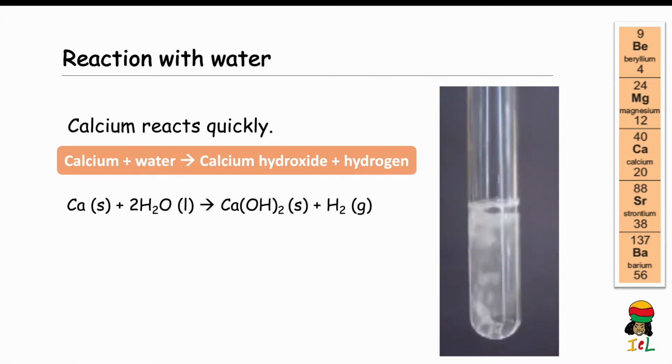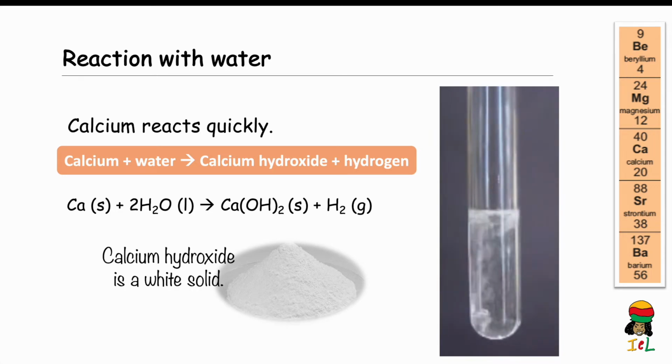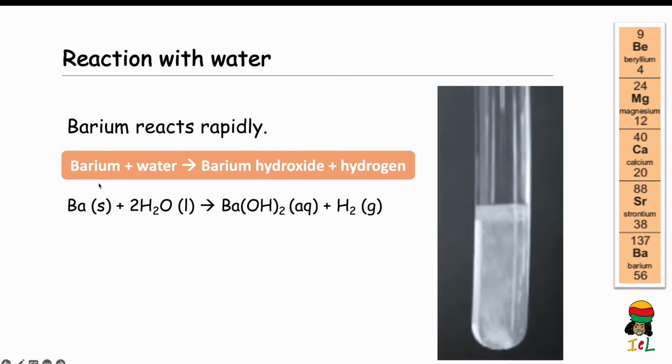At the end of the reaction, the mixture is filtered and the precipitate is collected and dried, giving a white powdery solid sample of calcium hydroxide. Barium reacts rapidly with water to produce soluble barium hydroxide and hydrogen gas.